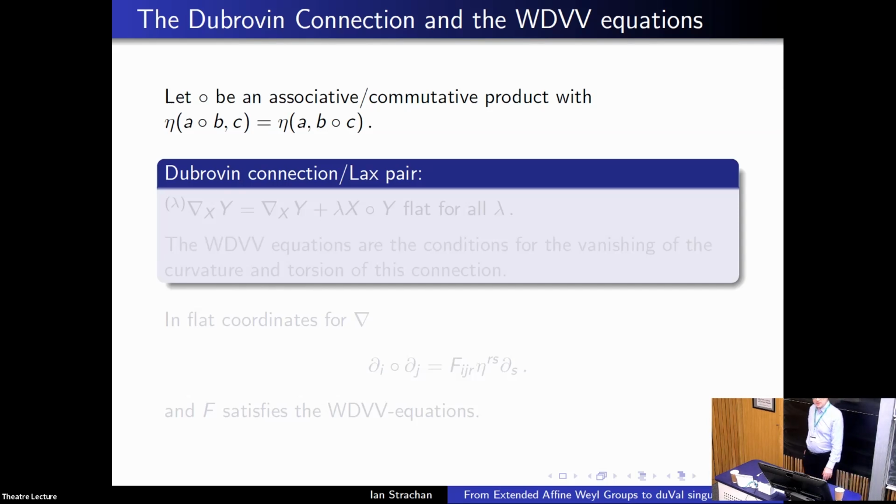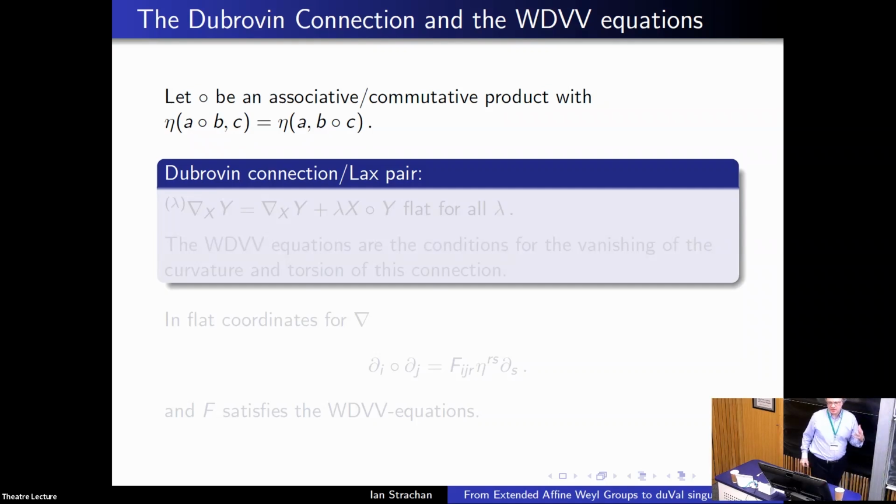So I've got a multiplication. The setup is I have a multiplication of vector fields, which I'm assuming is going to be commutative and associative. And there's an inner product with this, what's called the Frobenius property here. In other words, on each tangent space of a manifold, I've got a Frobenius algebra. And I'm not going to write down the full WDVV equations there, until you get used to them. They look very, very strange and complicated.